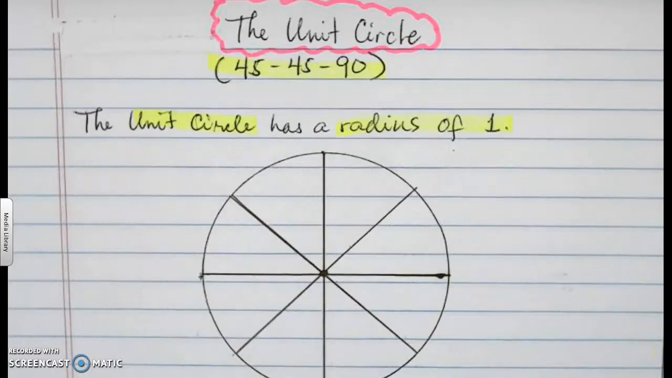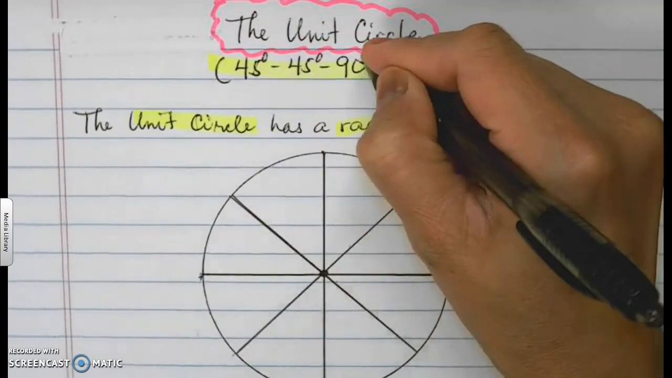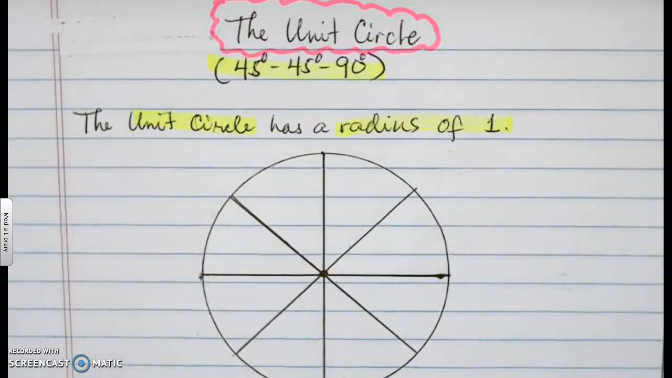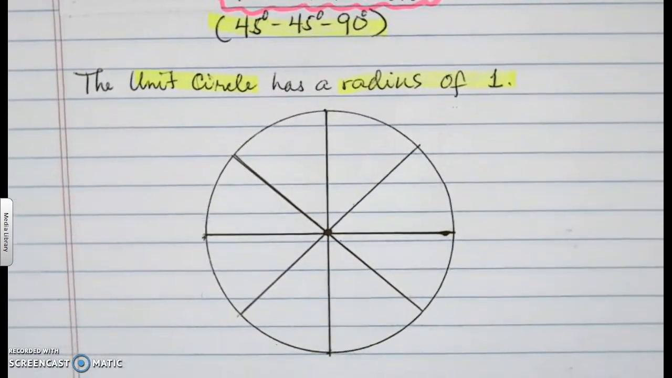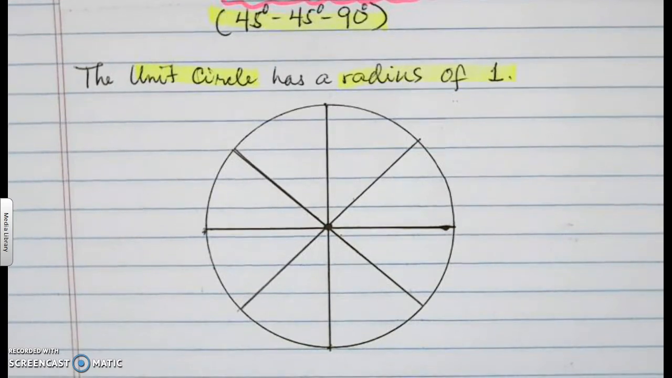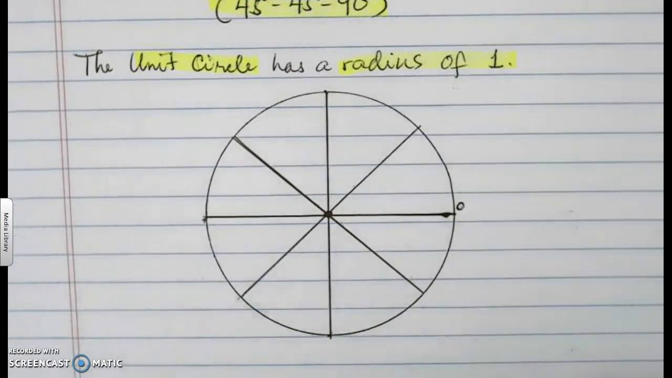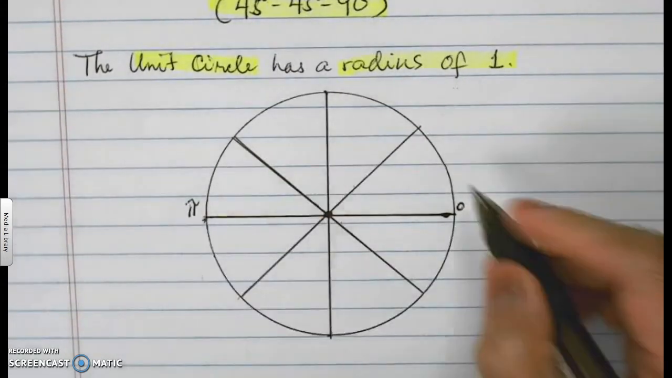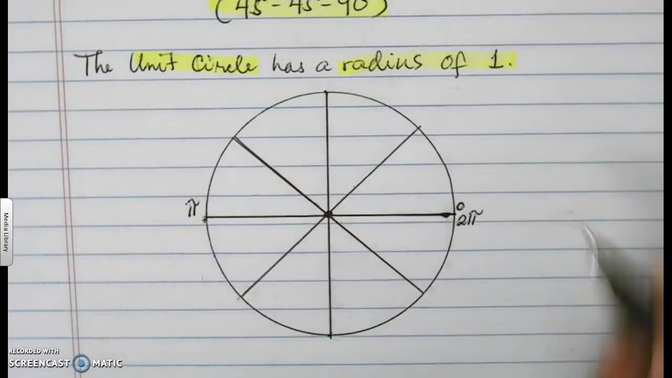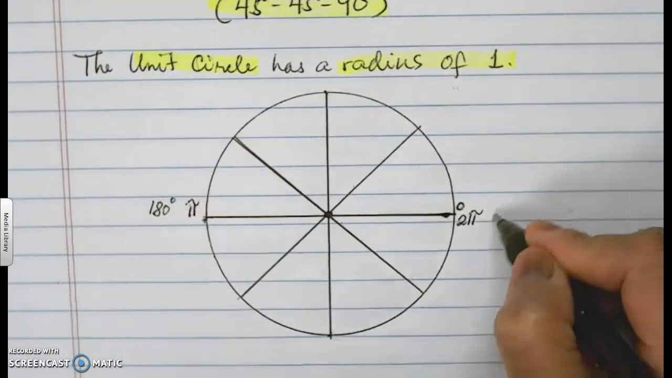Still about the unit circle, but this time focusing on the 45, 45, 90 right triangle. We are going to get the coordinates of all these points on the unit circle when the angle formed is 45 degrees. So, once again, it starts with 0. This is your 0. It goes all the way to pi, goes all the way to 2 pi, and this is the same as 180 degrees, and this is the same as 360 degrees.